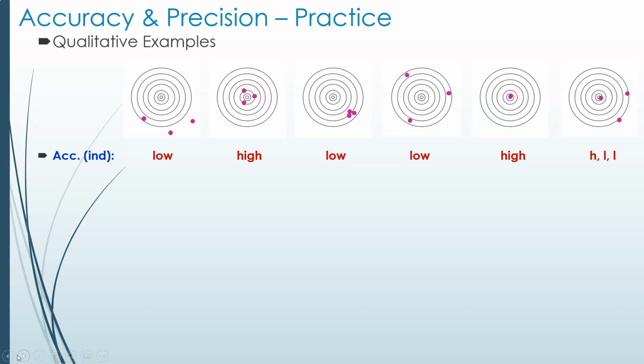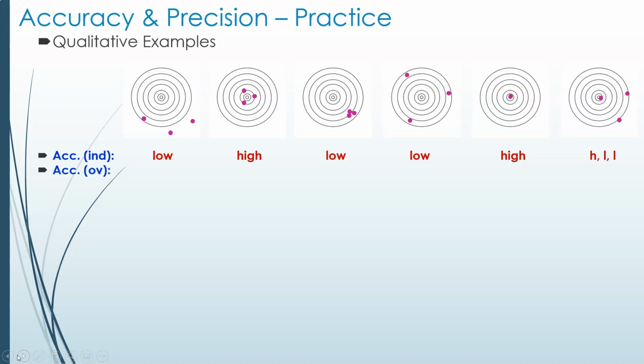The fourth one, they're all pretty low. The fifth one, they're all extremely high. Well, it's just one shot. It's extremely high. And the last one of them is high and the other two are low. So individual accuracy will vary with each individual measurement.